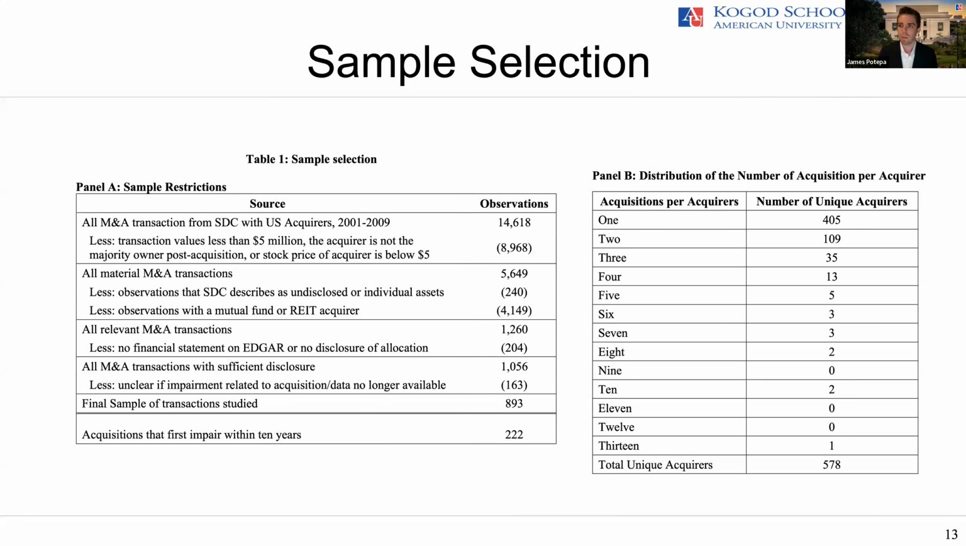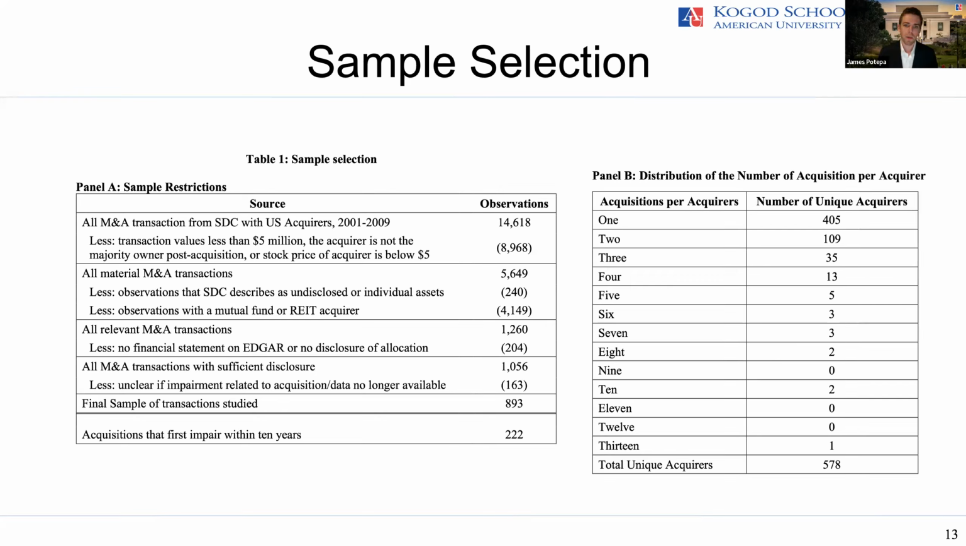So whether the goodwill impairment would be something that would be recognized and highlighted and disclosed in the system. We also make some adjustments if the acquirer is not a majority owner post-acquisition, or if the stock price of the acquirer is below 5. We're worried about penny stocks. We're using some market returns data, and so if we have such small numbers, we're worried that's going to create a problem.